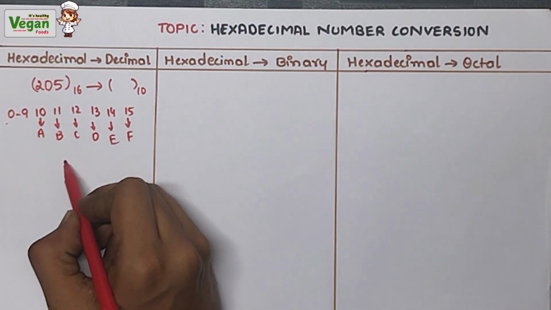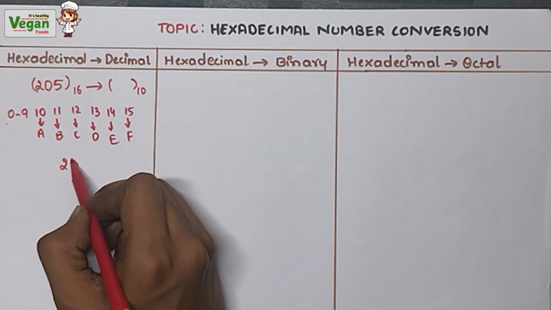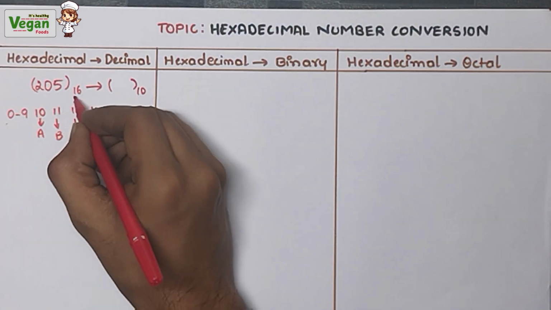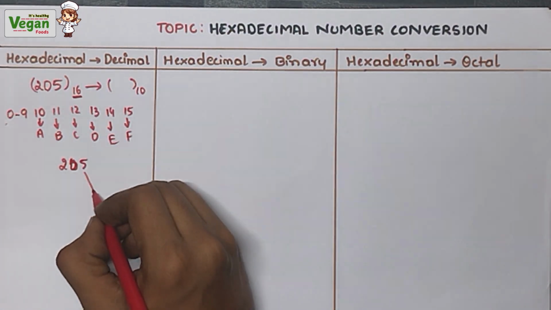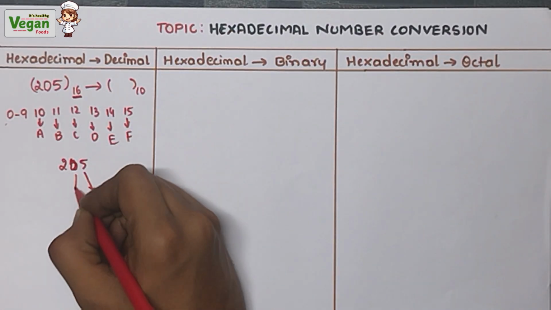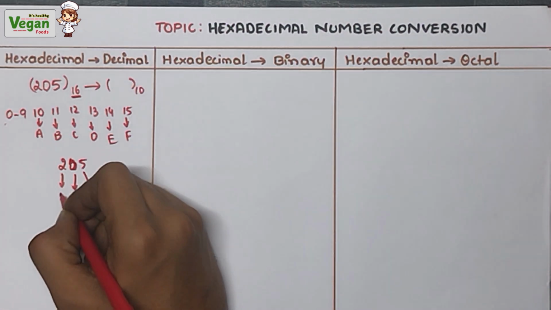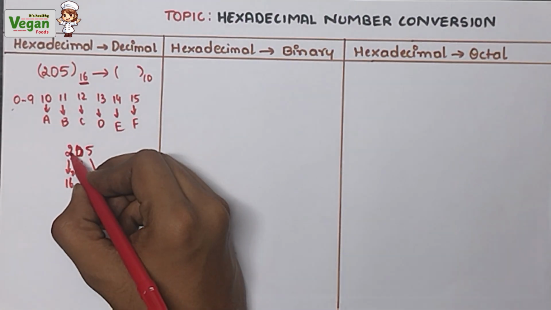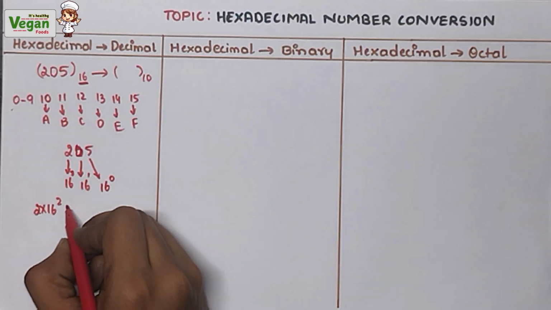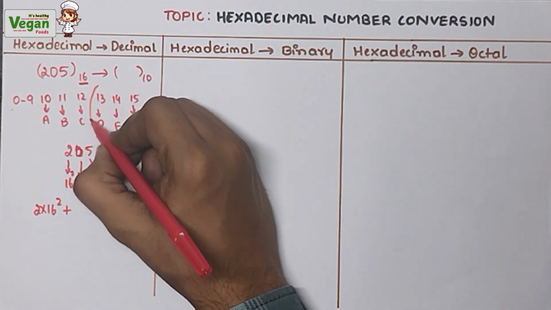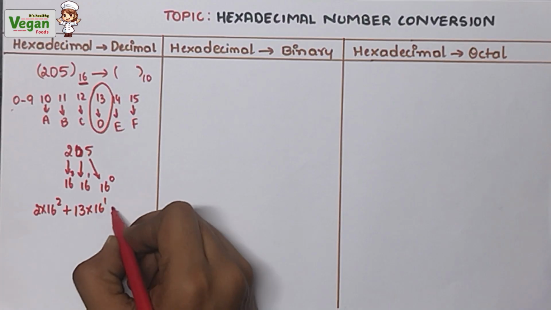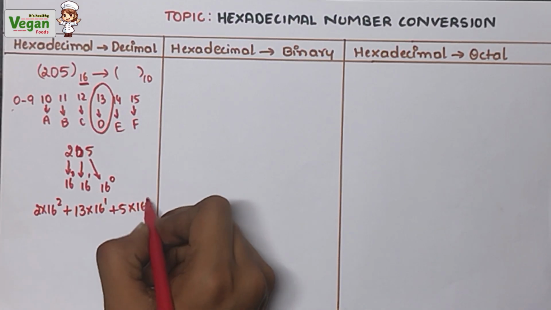So we are given 2D5. Now I must convert to decimal. What is the process? The base value of hexadecimal is 16. Start from the right-hand side towards the left-hand side: 16 power 0, 16 power 1, 16 power 2. Now multiply: 2 into 16 power 2 plus D. What is the value of D? D value is 13. So 13 into 16 power 1 plus 5 into 16 power 0.